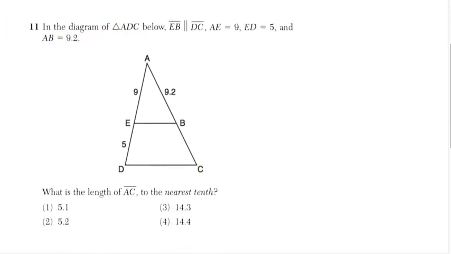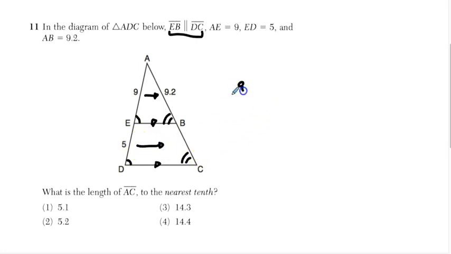In the diagram below of ADC, we know EB is parallel to DC, AE is 9, ED is 5, and AB is 9.2. Now remember, if they tell you these two lines are parallel, then we know the two triangles, the smaller triangle and the bigger triangle, are similar, right? Corresponding angles are congruent when lines are parallel like that. So we know the two triangles are similar. And we also know we can use the side splitter theorem. So in this case, we could actually use this simple thing where we just go across like this.